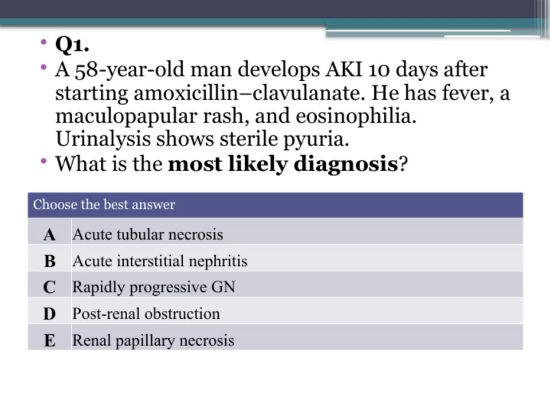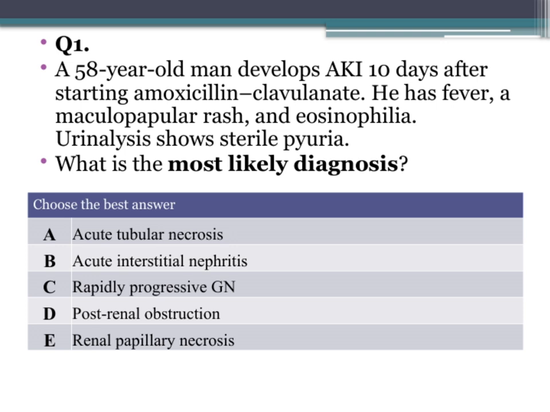All right, let's look at this case. We have a 58-year-old man who develops acute kidney injury, or AKI, about 10 days after starting amoxicillin, clavulanate. Now, this timing is important because it suggests a drug-related cause. He also has fever, a maculopapular rash, and eosinophilia, which are key clues pointing toward an allergic reaction. When we examine his urinalysis, it shows sterile pyuria, meaning white blood cells are present without bacteria.